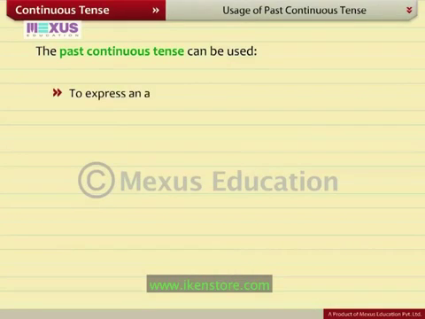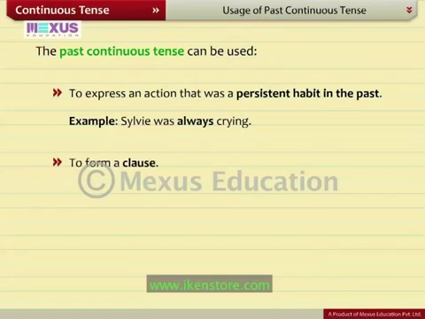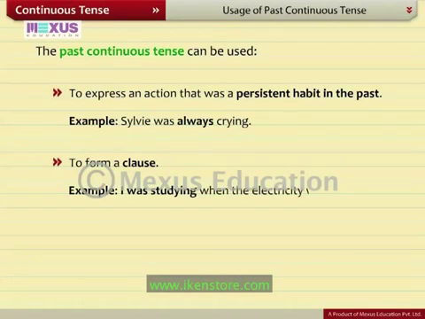To express an action that was a persistent habit in the past, the words always and continually are used for this. For example, Sylvie was always crying. To form a clause, for example, I was studying when the electricity went off. I was studying forms a clause.